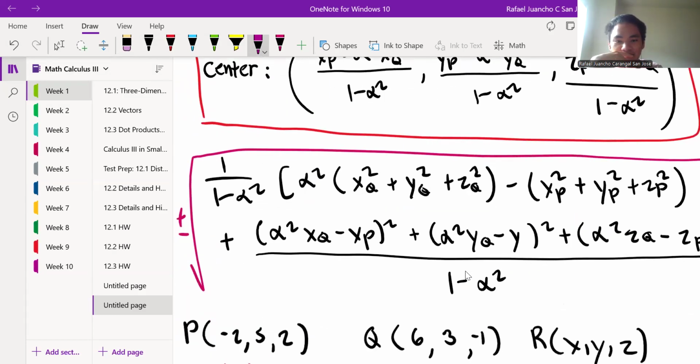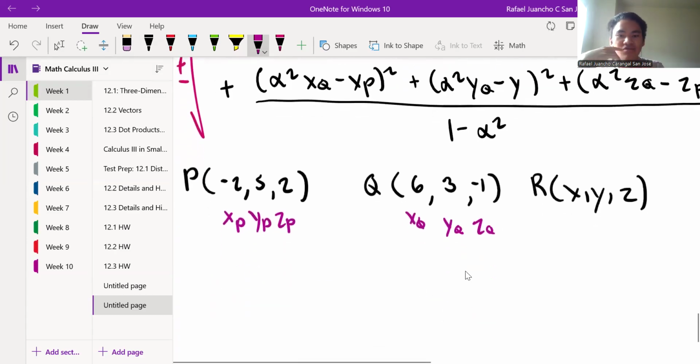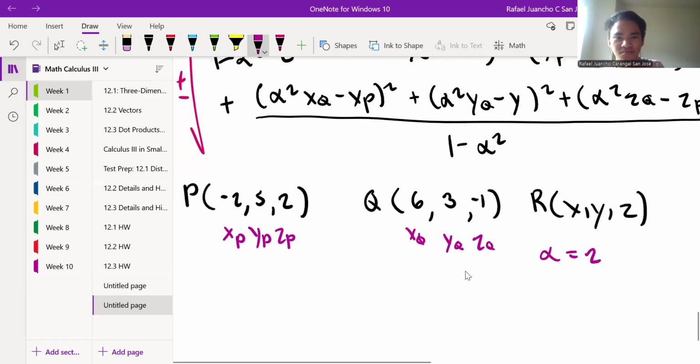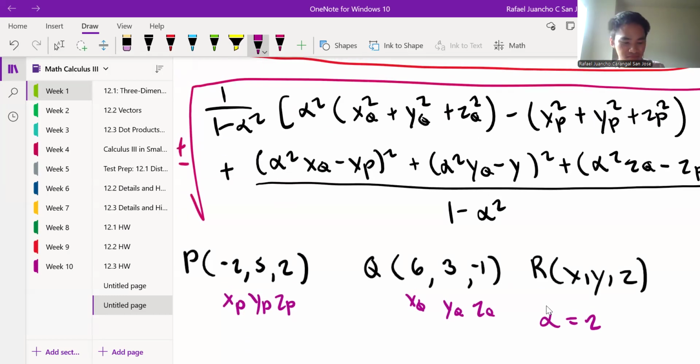So this is our XP, YP, ZP, XQ, YQ, ZQ. Okay. So now we can try this stuff out. Also, we have our alpha to be 2, right?